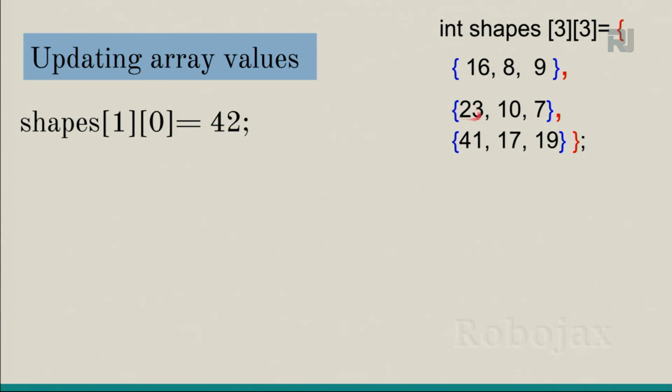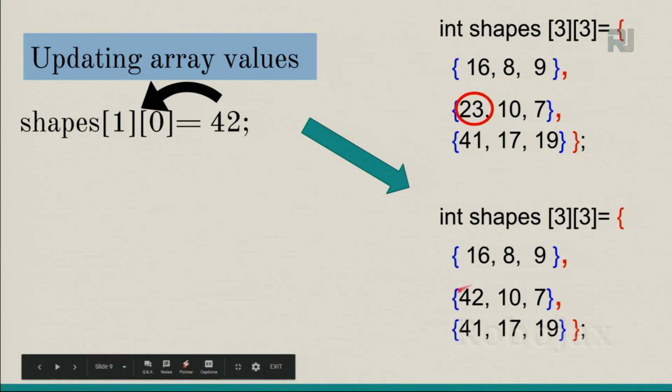This means row 1, because we start from row 0, and then column 0. That 0 refers to this position, where we want to put 42. So 23 will be replaced with 42. Actually, we put 42 in this address, and if you pay attention, this 23 will be replaced with 42.